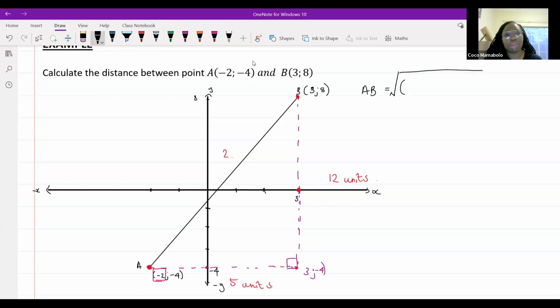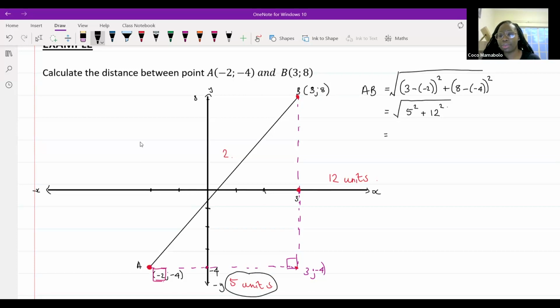the difference between my two x coordinates. So 3 minus -2, all squared, plus 8 minus -4. Right, which would give me the distance between the two of them. So that's going to give me the square root of 3, a minus and a minus will give me a plus. So 3 plus 2 will give me 5 squared, just like ma'am said, this would be 5 units, plus 8 plus 4 would give us 12 squared. And that would give me the square root of 5 squared plus 12 squared, which is 169.